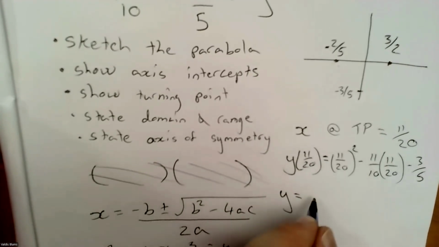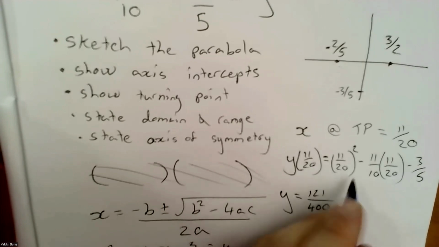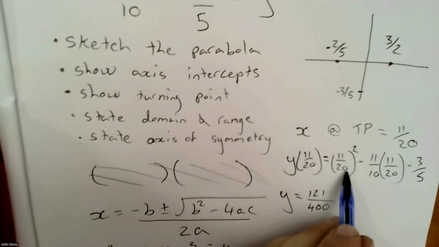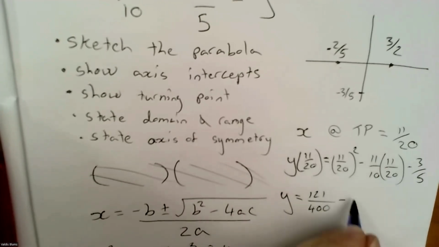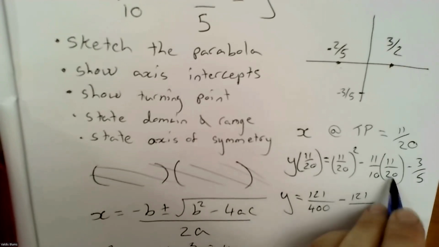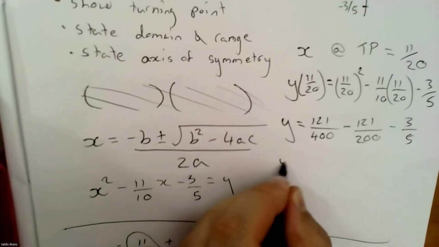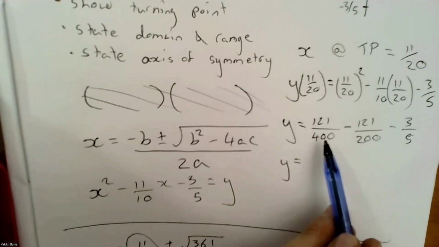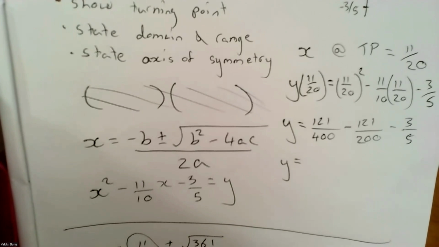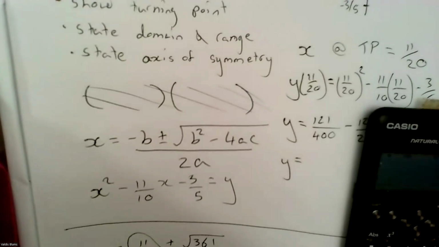Now, 11 squared is 121 on 20 squared, so 2 times 2 is 4, and then you've got one zero, so 20 times 20 will have two zeros, so 400, minus, again, 121 on 1 times 2 is 2, two zeros, minus 3 on 5. Now, you'd scale all this up to get a common denominator and simplify it, but for simplicity, I'm just going to plug these values into my calculator.